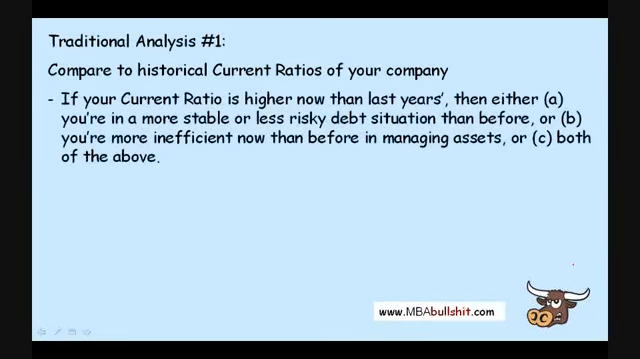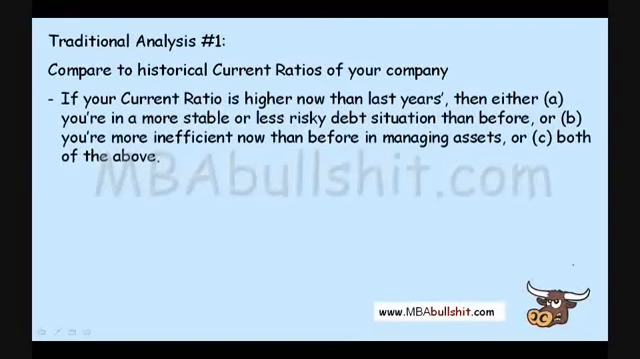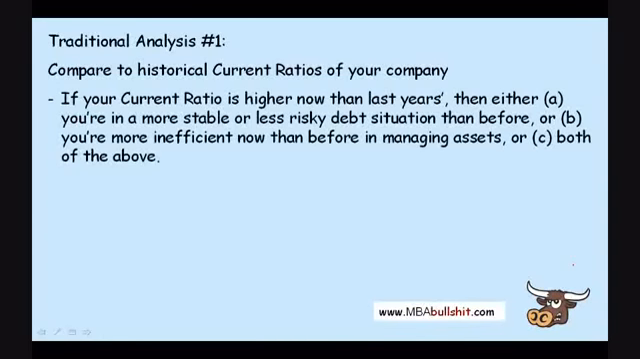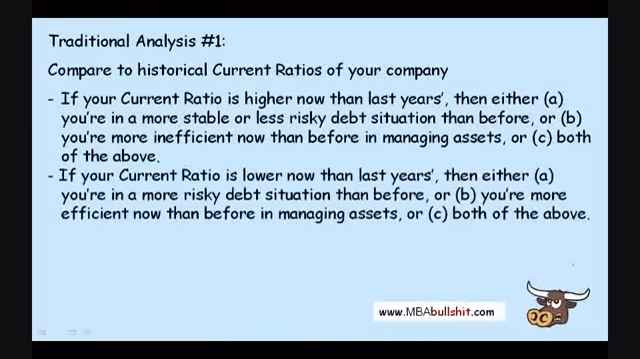If your current ratio is higher now than last year's, then either you're in a more stable or less risky debt situation than before, or it could mean that you're more inefficient now than before in managing assets. Remember, I said a high current ratio can indicate inefficiency because you're using too much assets. Or it could be both of the above. If your current ratio is lower now than last year's, then either you're in a more risky debt situation than before, or you're more efficient now than before in managing assets, or both of the above.